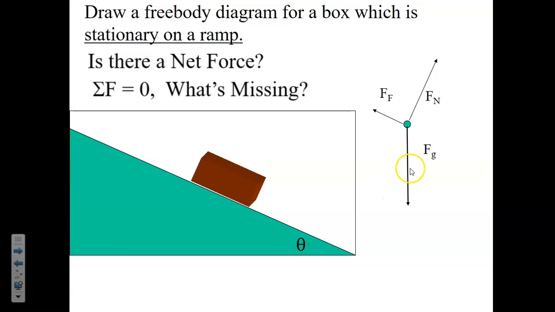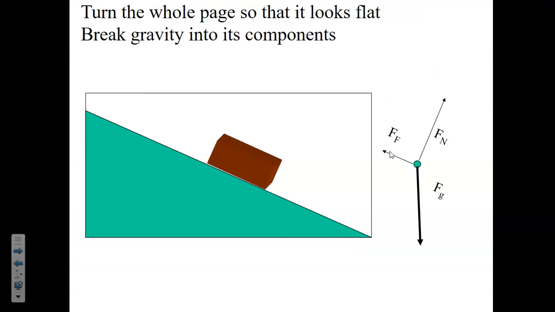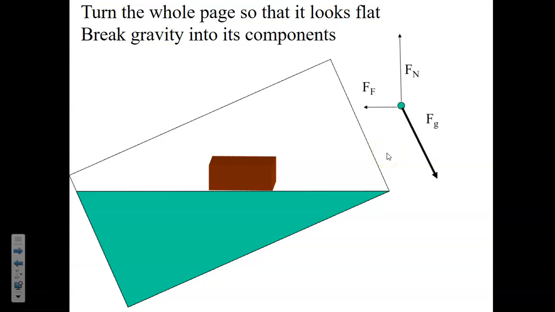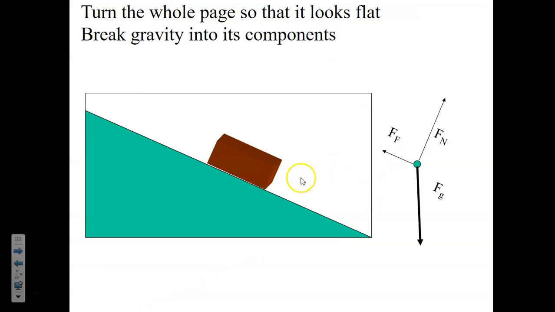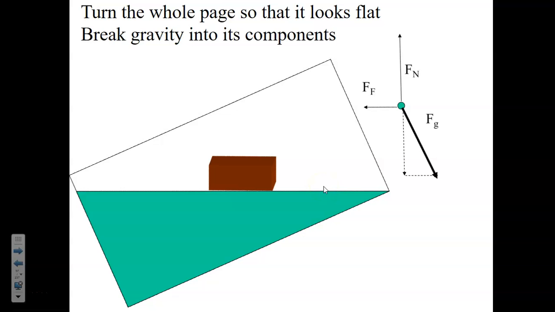So here's what we're going to do. We know that these three forces cancel, but right now I've got two diagonals, and I don't really want to mess with breaking apart two diagonals into components. So what we're going to do is play a trick. We're going to rotate the page. I don't know if you see what I did here. I took this slope and rotated it flat. Now the ramp is flat, and gravity is at a diagonal. You literally just tilt the page, like on your desk.